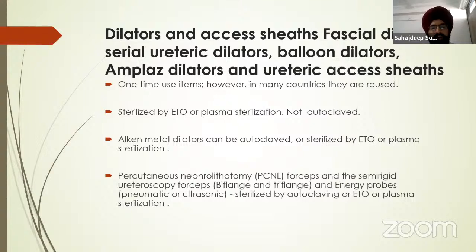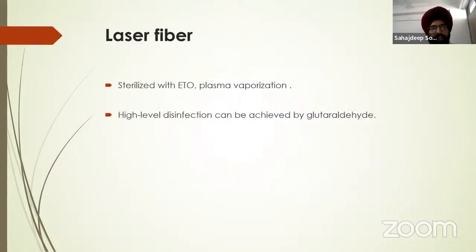The percutaneous nephrolithotomy forceps or the ureteric forceps like biflange and triflange, or energy probes like pneumatic and ultrasonic, can be sterilized by autoclaving or by ethylene oxide or plasma sterilization. Then come the laser fibers. These are sterilized by ethylene oxide or plasma vaporization. High-level disinfection can also be achieved with glutaraldehyde.